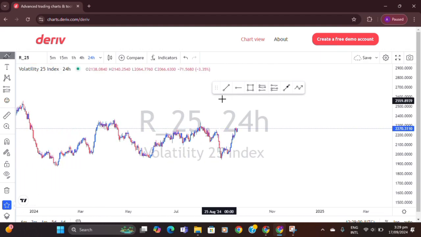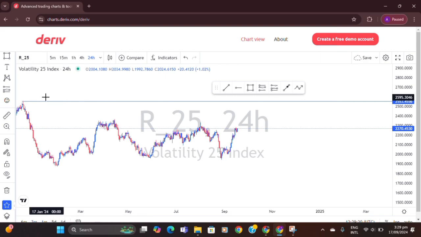So what you want to do when you come on the daily time frame or the 24-hour time frame is take a ray line or a rectangle, whichever you prefer using, but in this scenario I'll use a ray line first, and then you look for your highs. This is my highest high, the all-time high, and then you mark it off. So this is your resistance level.